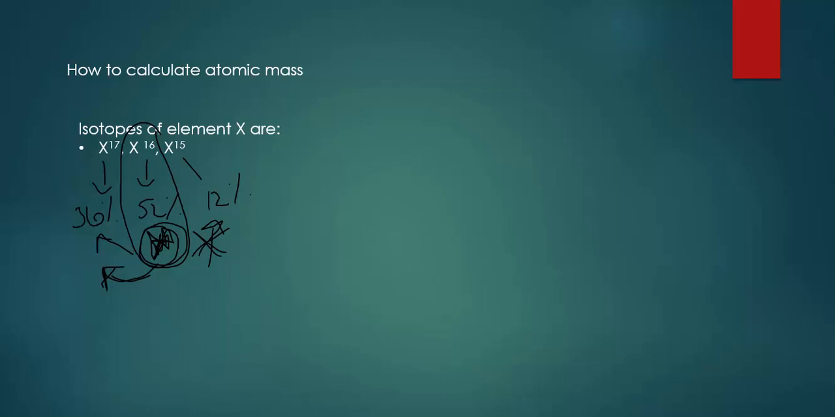All right, so the first step, and if you want to write down these steps in words, you should do so in your notes. You want to take the percentage of each of the isotopes and put it in decimal form. So I'm going to take 0.36, 0.52, and 0.12. And then what I'm going to do is multiply their percentage by their mass.